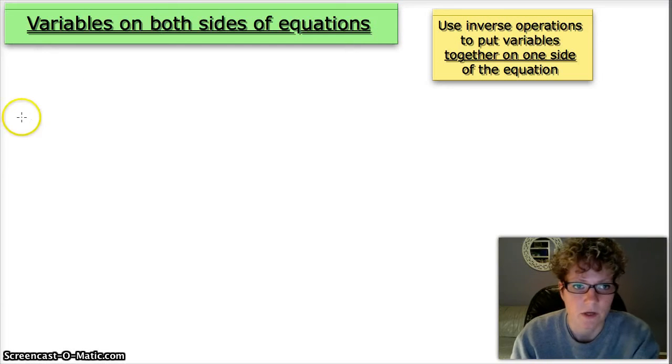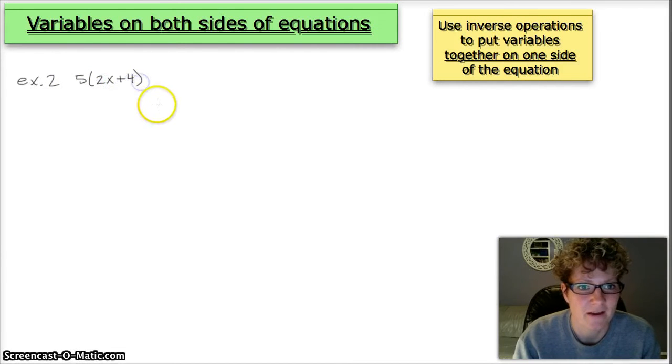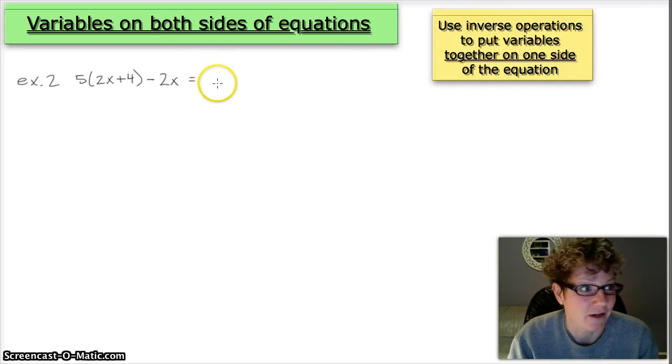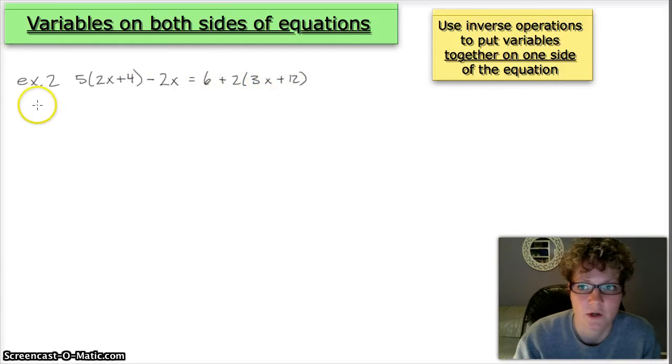Now what I'm going to do is give another example that is pretty long. So this one is example number 2. Example number 2 is 5 times 2x plus 4. You can already see I'm going to have to do some distributive property with that one. And that's the left side of the equation. So we still have more. We have 6 plus 2 times 3x plus 12. Again, I'm going to have to use the distributive property. So let's go ahead and do that.